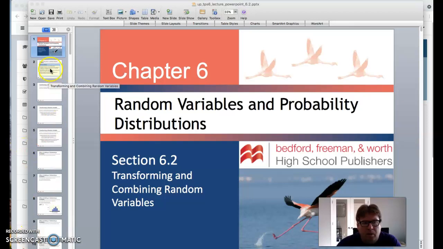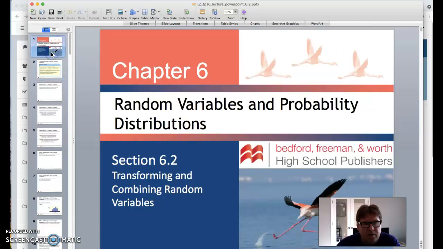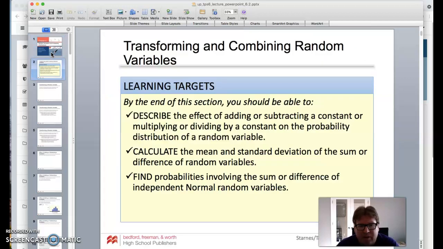All right, welcome back. We begin section 6.2, which is transforming and combining random variables. Again, we'll look at some learning targets, basically talking about what happens if you add or subtract a constant or multiply or divide, and what happens to the probability distribution table. We'll calculate the mean and standard deviation of the sum or difference of random variables, and then find the probabilities involving the sum or difference of independent normal random variables.